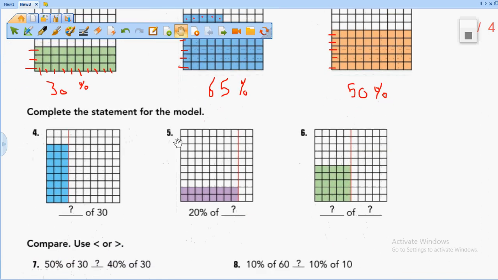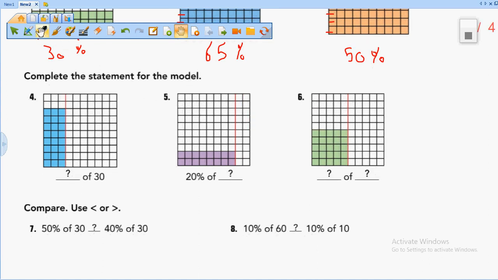Now complete the statement for the model. Look, here we have 3 different models. Look at the red line here. Look at the red line here. Look, here we have again a red line. So out of 30, here I have to find the percent of the blue parts.